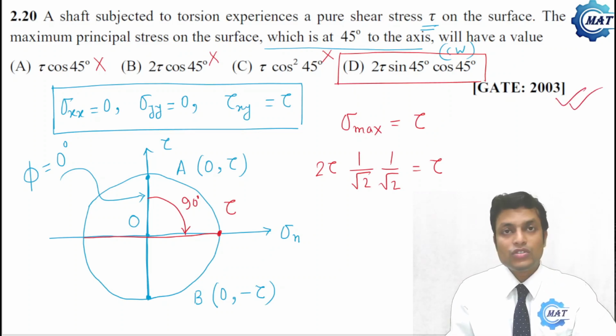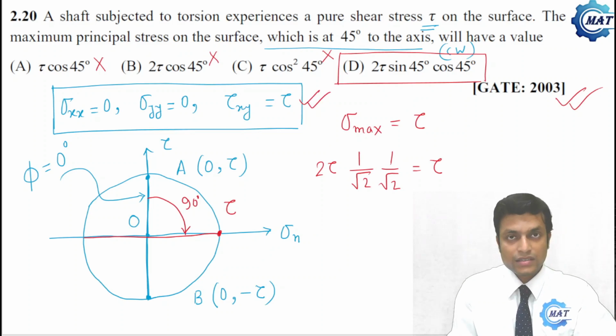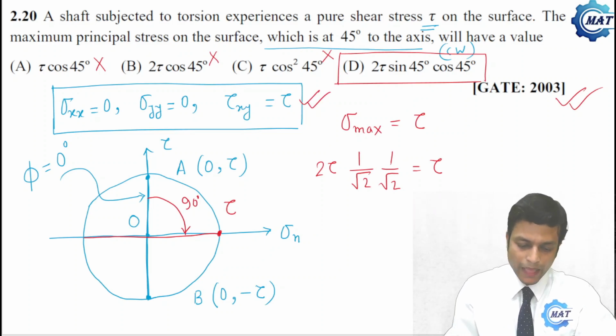So this is the Mohr circle for pure shear. And this is the state of stress for pure shear, where normal stresses are 0 and only shear stress is existing. Now let us move to the next problem.